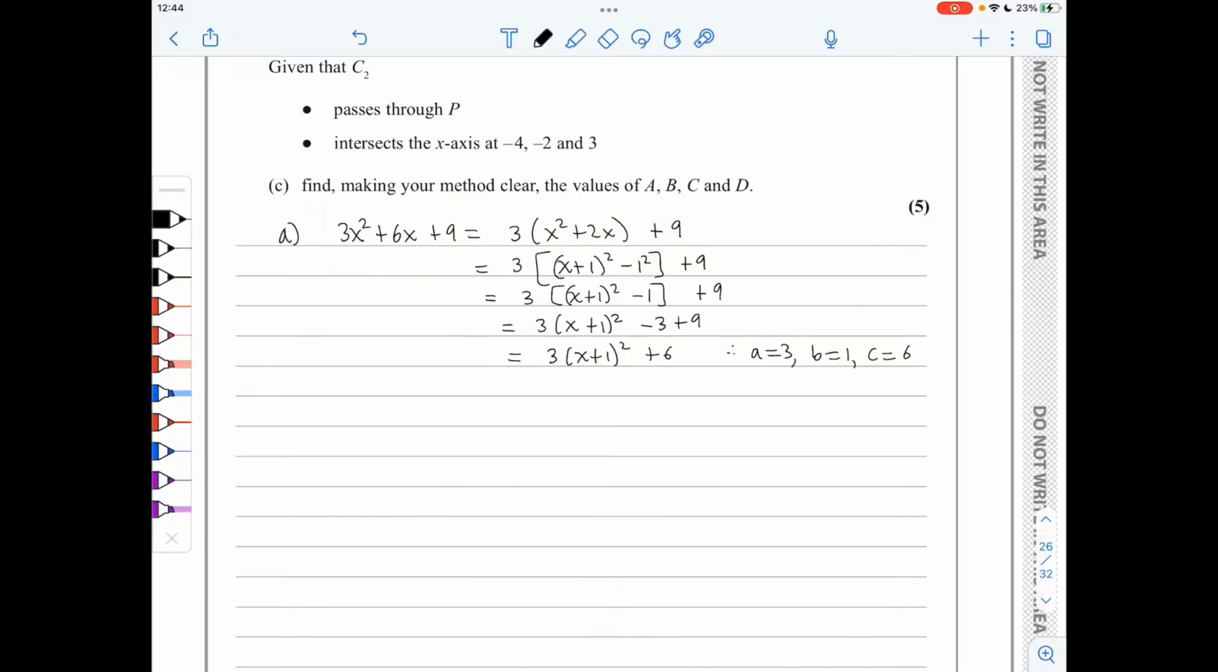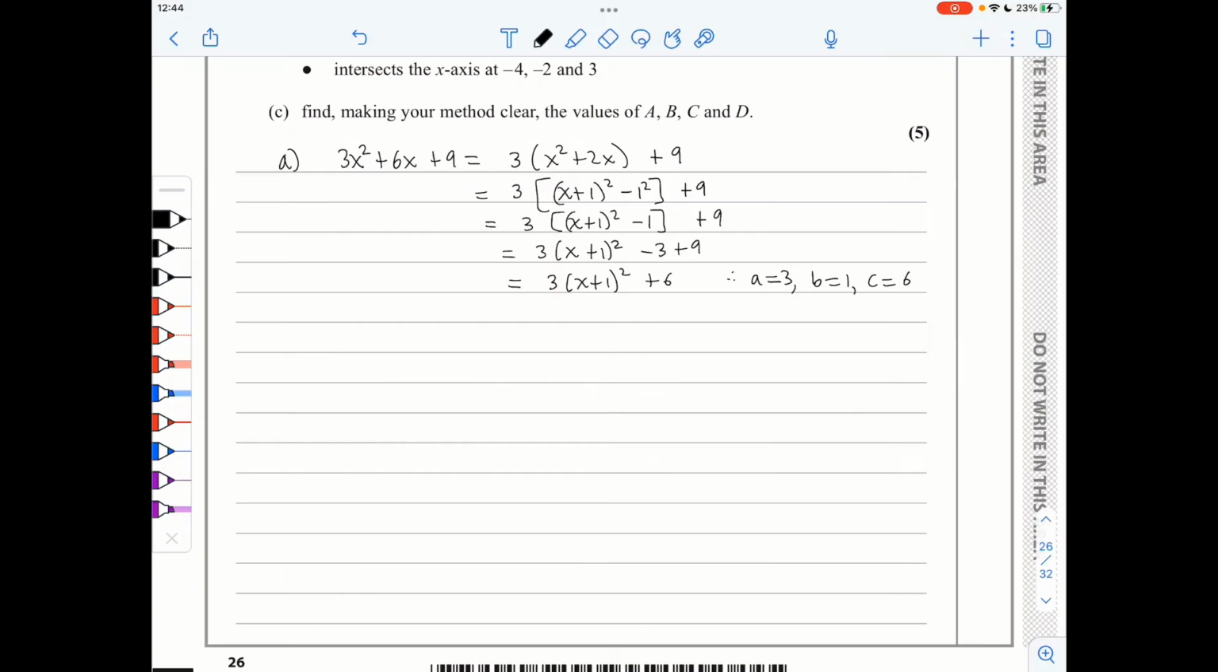There's also an alternative approach. I could use the fact that I've been given the form in which I need to give my answer. So I can say 3x squared plus 6x plus 9 is equal to A brackets x plus b all squared plus c. I expand the right hand side into x squared plus 2bx plus b squared close brackets plus c. And the further expansion will give me ax squared plus 2abx plus ab squared plus c. And then I equate coefficients.